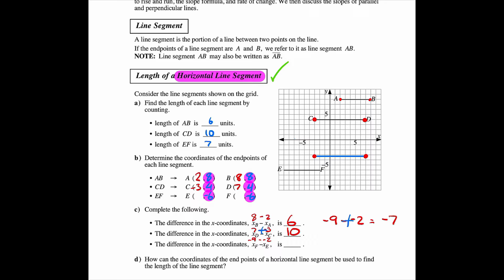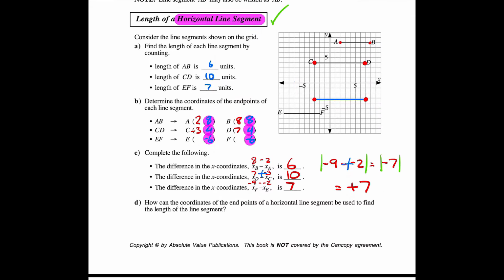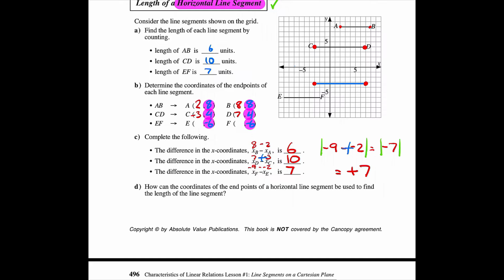All dimensions have to be positive. So what we do is we take the absolute value of that, which means whatever is between those two green lines becomes positive. In this case, what we're actually doing is finding the absolute value of -9 minus -2, which equals the absolute value of -7, which is just the positive value of that. So it equals +7. So this is a 7 right there. As I said, normally we would try to put the larger number minus the smaller number.